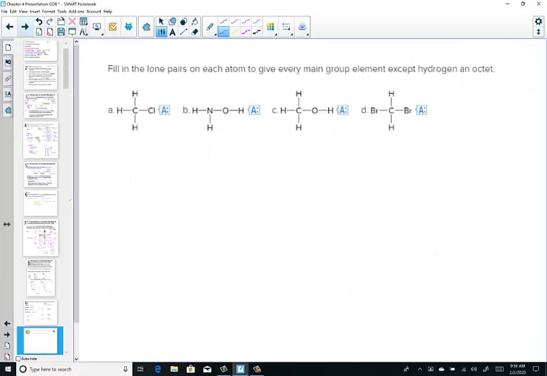Let's try another application to this, filling in the lone pairs of atoms for every main group element, except hydrogen, of course, to give it an octet. I'm going to redraw these. Here's an H connected to a carbon, H, Cl. What we're asking is to find how many dots we would need on anything that's missing them. Well, hydrogen lives in group 1A, so it only has 1 dot. We realized it only has 1 spot for bonding. No dots ever around hydrogen, so it's done. Carbon lives in group 4A, and so we said carbon wants to have 4 bonds, and it clearly does, so there's no dots there.